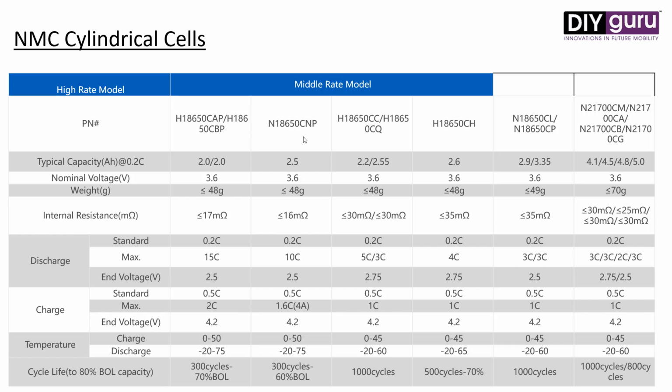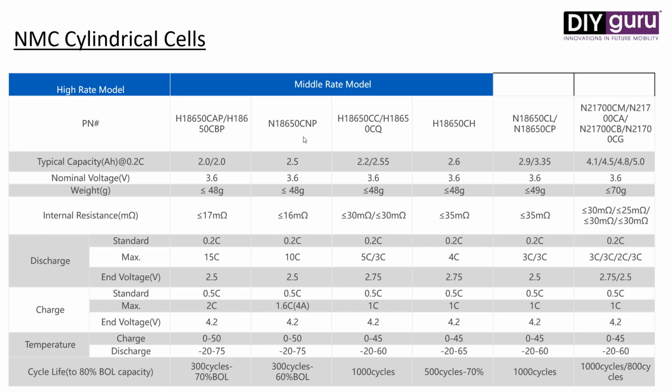So typically, say the cell we are using is a 2.2 Ah cell. If I talk about 1 C discharging, that means we can extract 2.5 ampere out of that cell. And if you talk about a maximum of 15 C, then it can be discharged at 15 ampere.